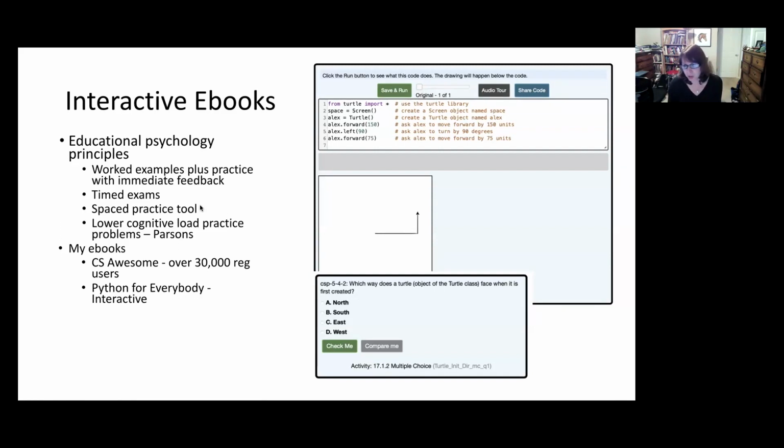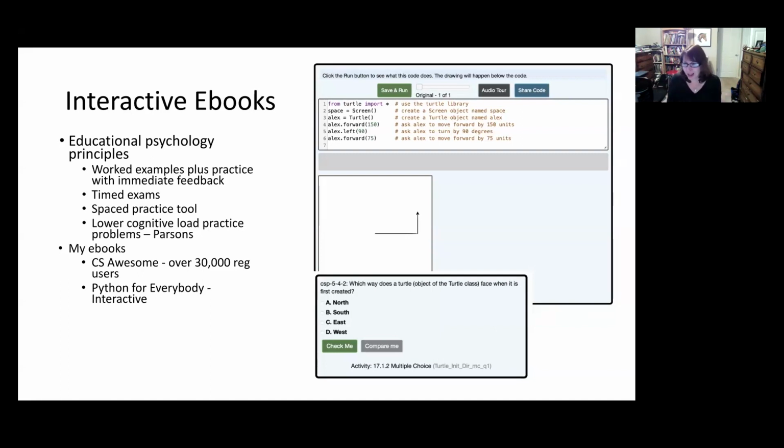One of the PhD students here created a spaced practice tool. We know that spaced practice, where you practice over time, is better for long-term retention than cramming, like the night before an exam. You may remember it for the exam, but you're going to forget it immediately after that. But often students don't want to do spaced practice. So he created a tool that's integrated into the free ebook platform Runestone that encourages people to do spaced practice.